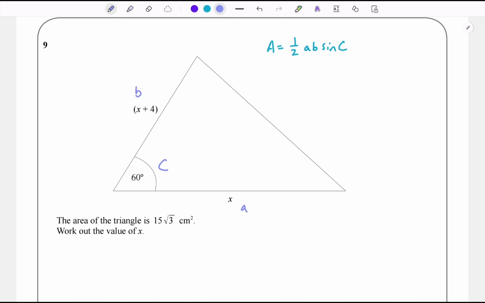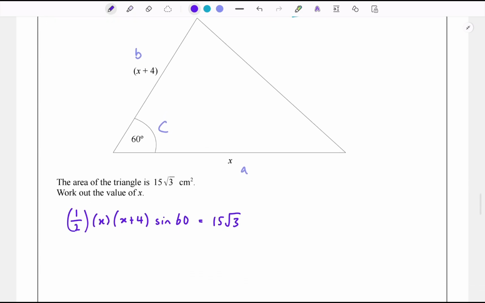And we know what the area is. So we're just going to substitute everything straight into the formula. We get a half times A times B times sine of the angle, which is 60, and that equals the area, which is 15 root 3. Now let's simplify and solve.